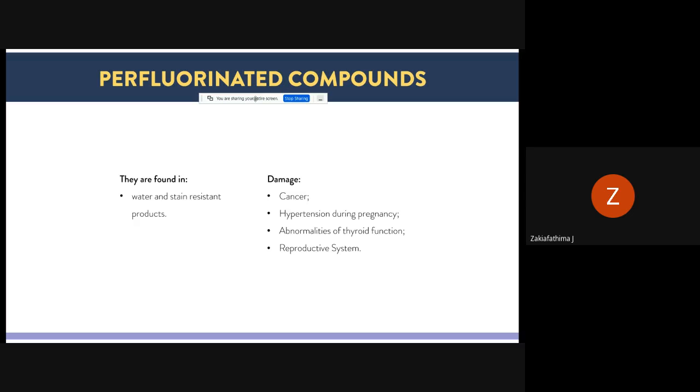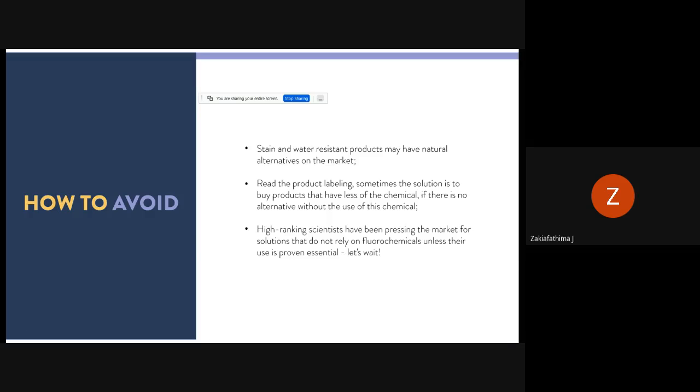For fluorinated compounds, this is found in your water and stain resistant products. This is what makes the product water resistant and stain resistant, but they are actually damaging to your health, and it is also damaging to your environment. So, what you can do to avoid that is search for an alternative on the market. Read the labeling for the kind of solutions used for making it. For example, anything that has that particular chemical mentioned, avoid it completely.